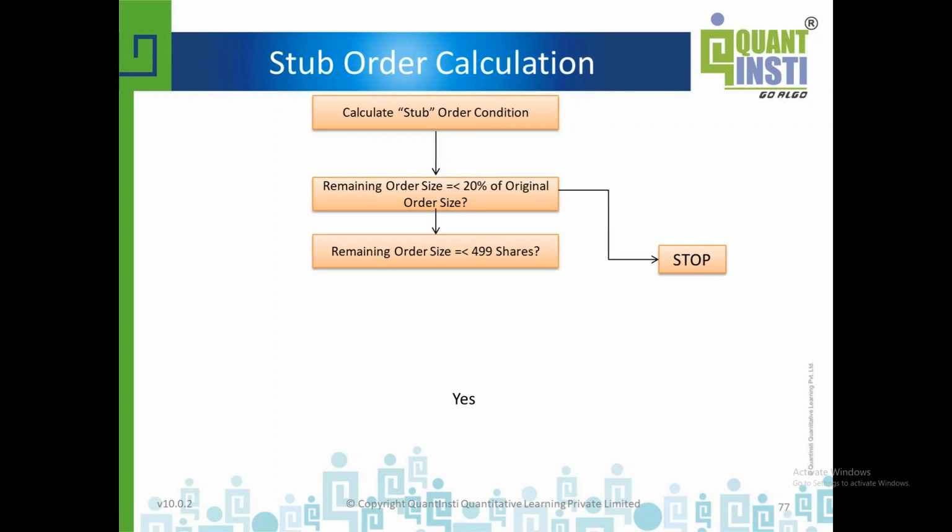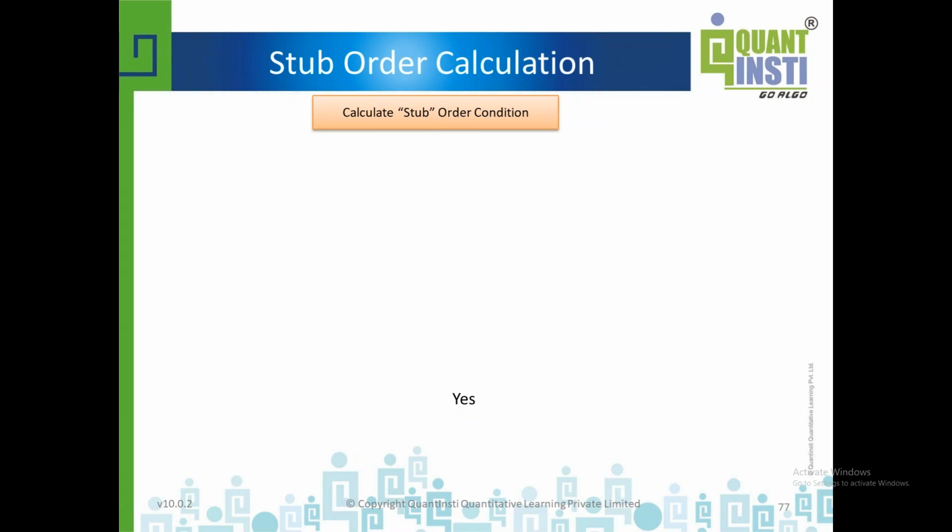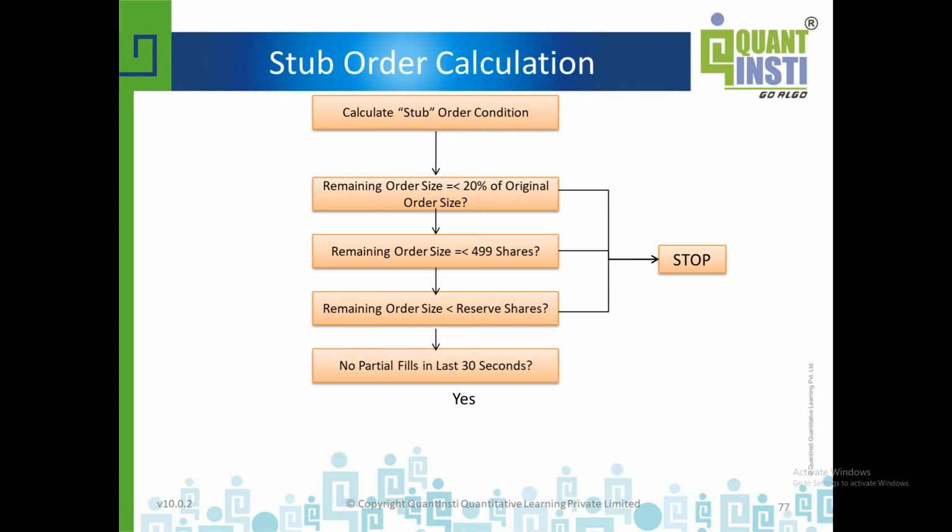Okay, so this is an example of stub order calculation, right? How do I figure it out? It's not only that I get a partial fill. Stub order calculation might apply even if I've got a partial fill, but a small fill. So I'll give you an example. A stub order condition might be that the remaining order size is less than 20% of the order size, right? So that will count as a stub.